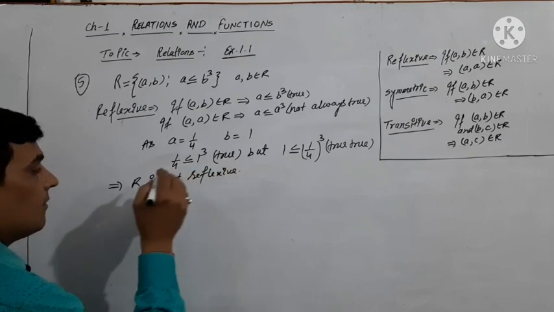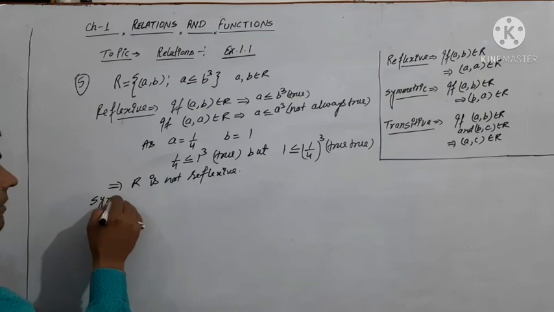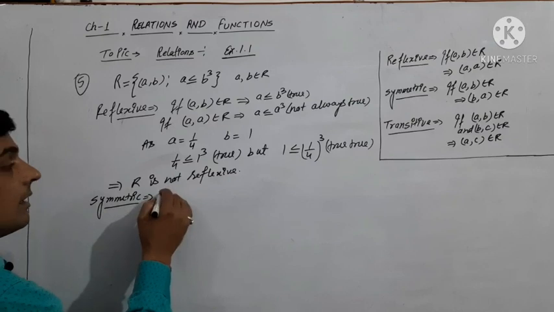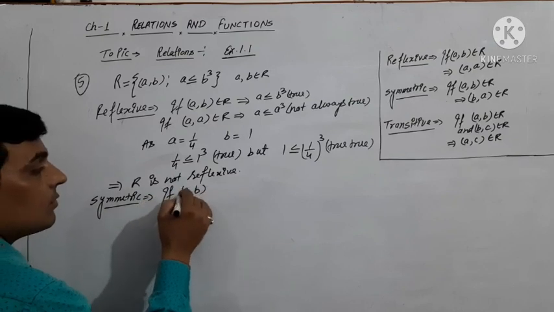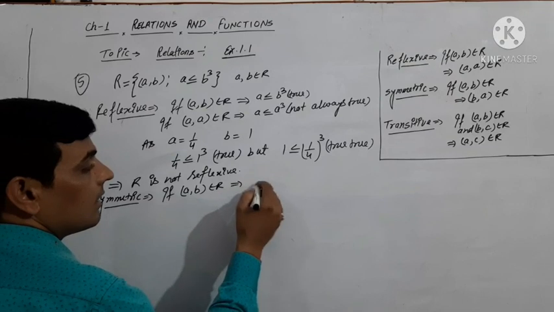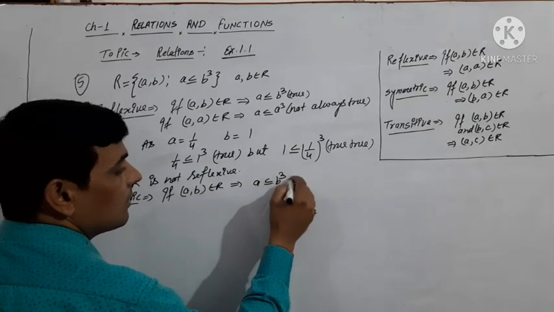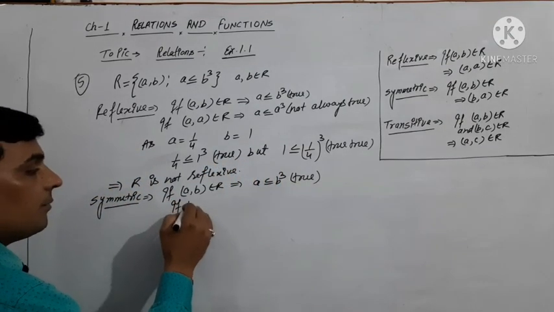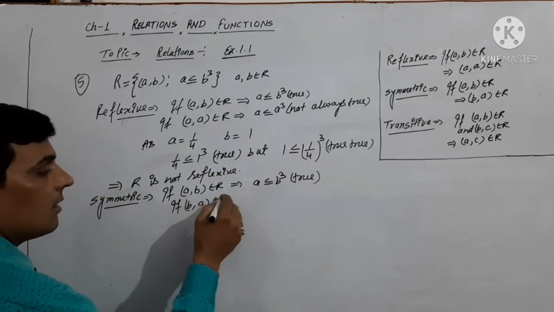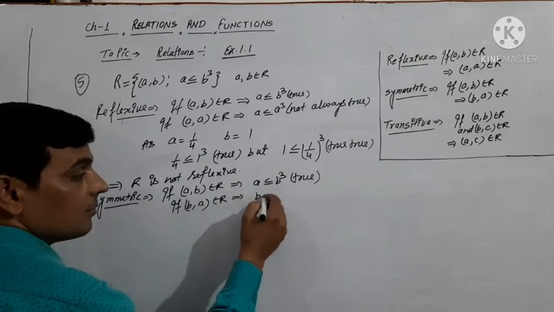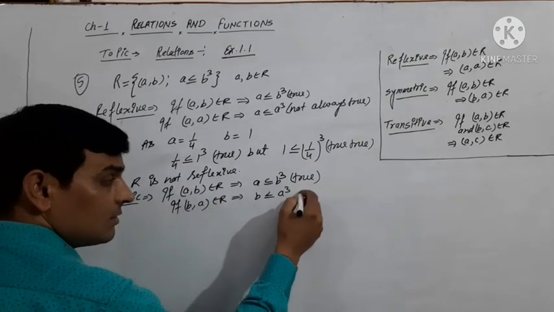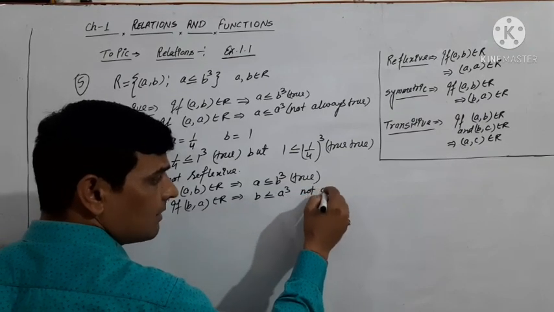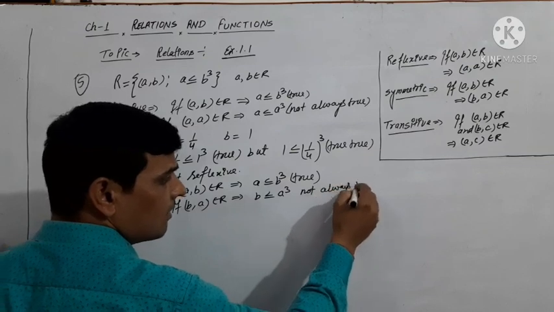Clear? For symmetric relation, see son, if (a, b) belongs to R, then a less than or equal to b cube. This is true, always true. If (b, a) belongs to R, is b less than or equal to a cube always true? Is this condition always correct? No, it is not always true. Why is this not always true?